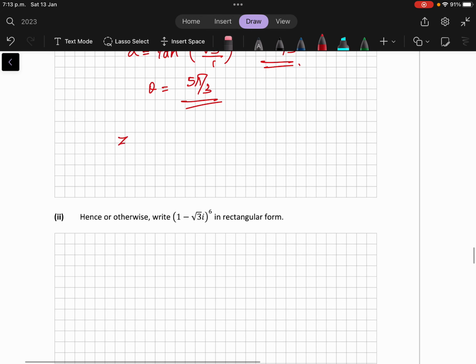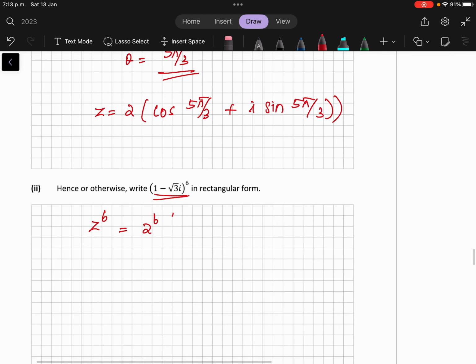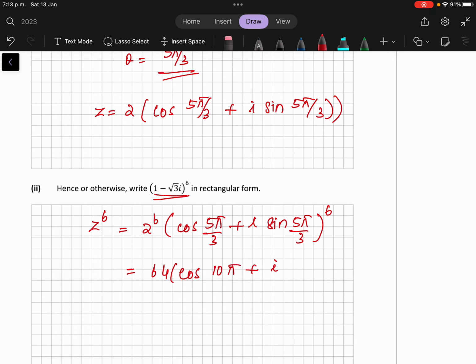Okay, yeah, so sorry, we have to write this in polar form. So it will be 2 cos 5 pi over 3 plus i sine 5 pi over 3. Otherwise, write it in the rectangular form. So z to the power of 6 is equal to 2 to the power of 6, the previous one. So I'm writing it as cos 5 pi over 3 plus i sine 5 pi over 3, to the power of 6. That will be equal to 64 cos 10 pi plus i sine 10 pi. Okay.